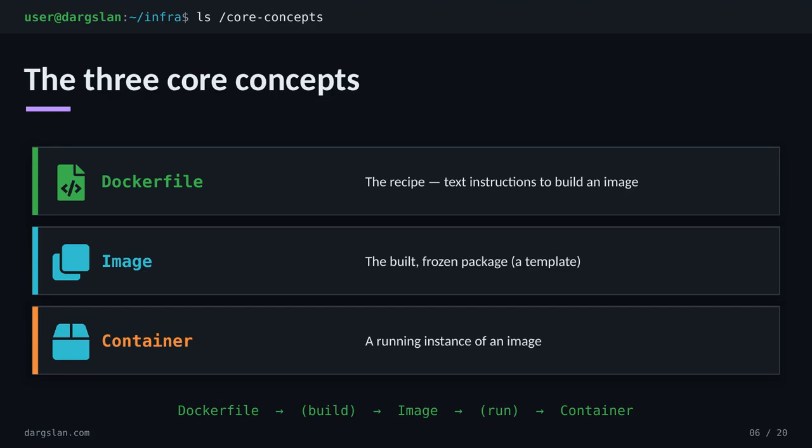Before we go any deeper, let's lock in 3 words you'll hear constantly. First, the Dockerfile. That's just a text file, a recipe with instructions for building your app's environment. Run that recipe through a build, and you get an image, a frozen, ready-to-ship template. And when you actually run that image, you get a container, a live running instance. So the flow is simple. Dockerfile, build, image, run, container.